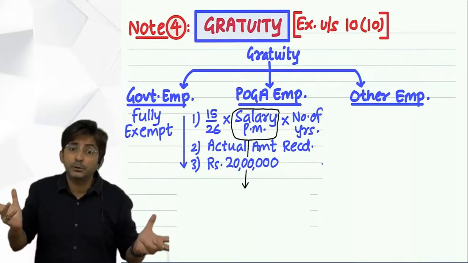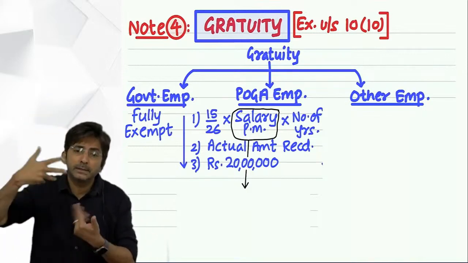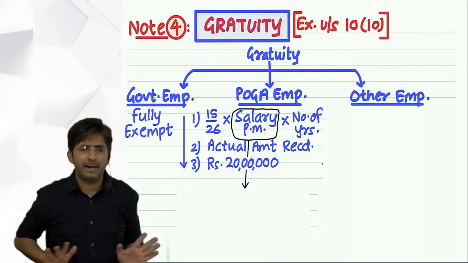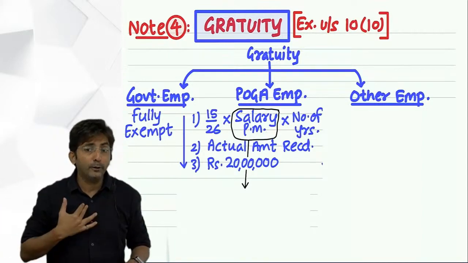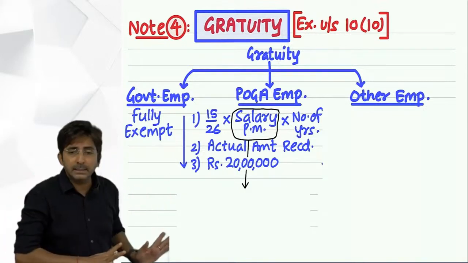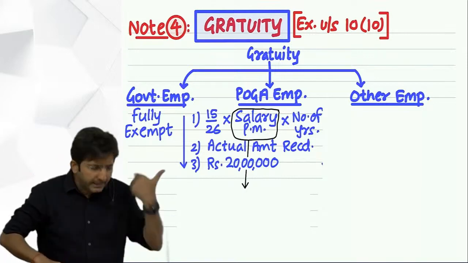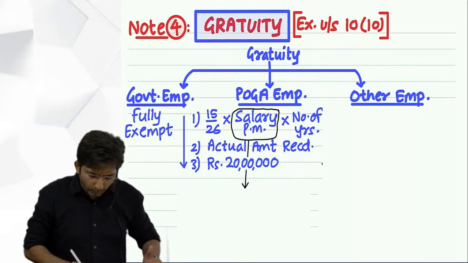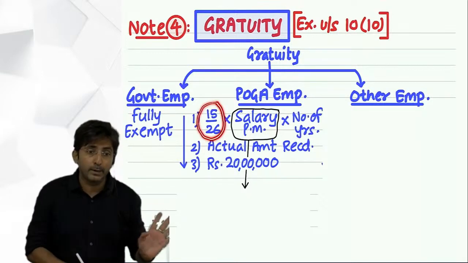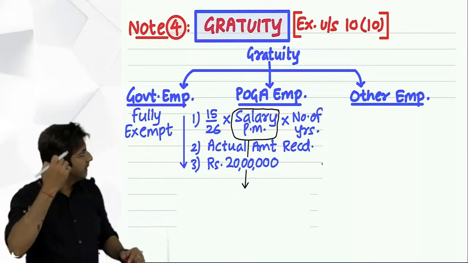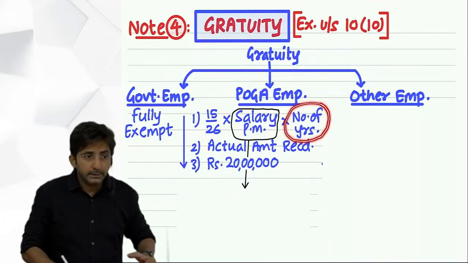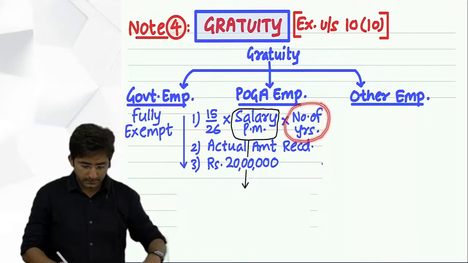Like in HRA, what we used to do, we compared three amounts whichever is lower. Same here also. Here also this formula you will have to learn by heart. But I don't want you to blindly memorize it. Understand the logic. And I will make you understand the logic. But for the time, just read the formula once. What does the formula say? 15 upon 26. Fixed it is, no? 15 upon 26, multiplied by salary per month into number of years of service. See, this is number of years of service.